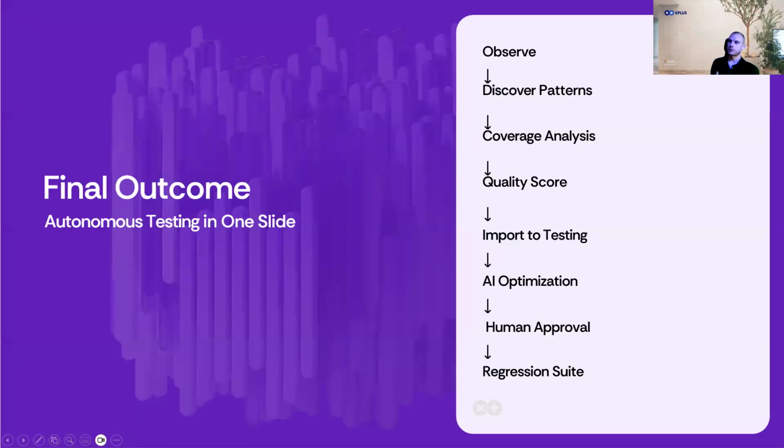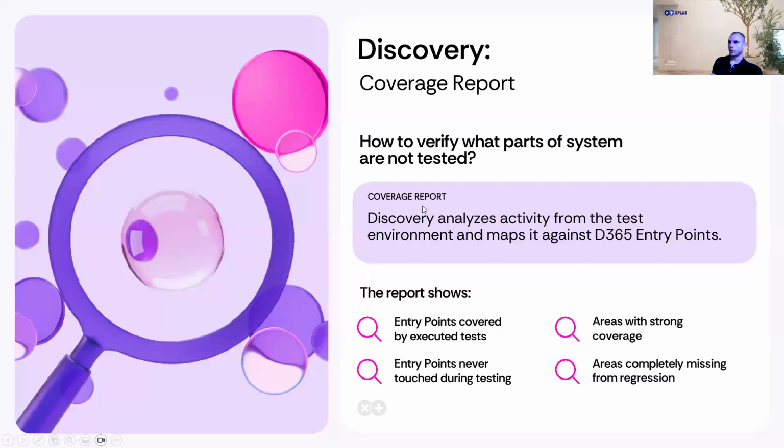Yeah, so the final outcome to sum up: we observe, we discover patterns, we do the quality score and coverage analysis. We can then import every candidate to testing, use AI to optimize those production recordings, approved by a human, and at the end, add the test cases to the regression suite. And of course, you don't need to work on a single script. You can do everything in bulk. So this way you can speed up the automation of testing in your organization.